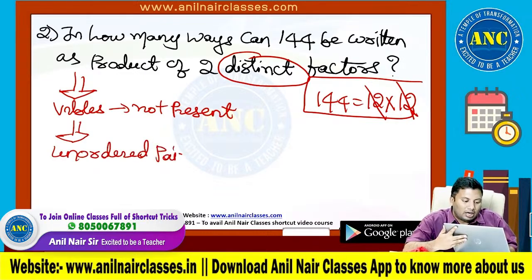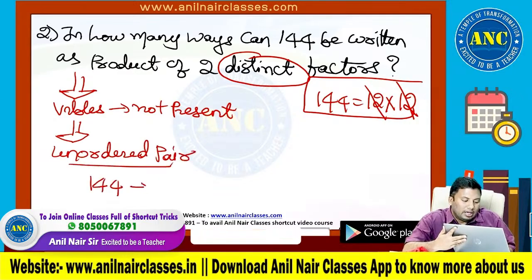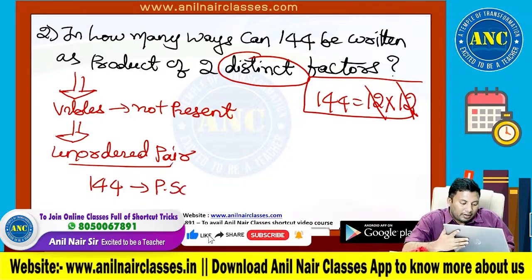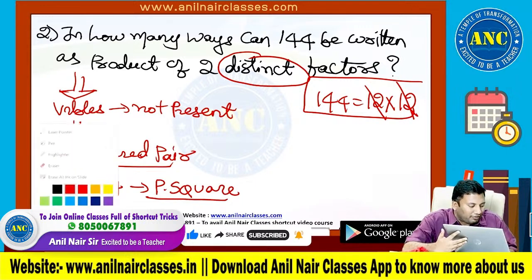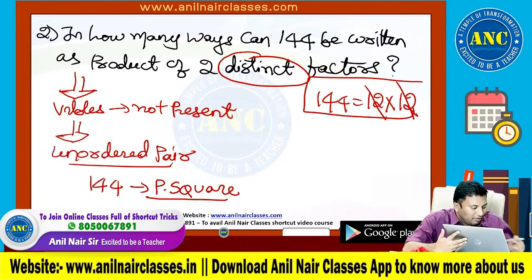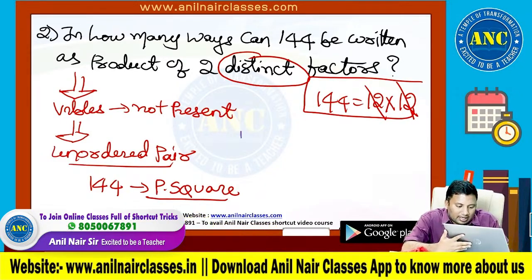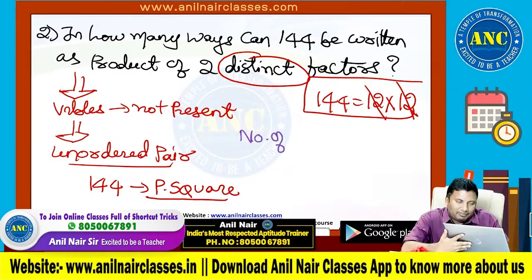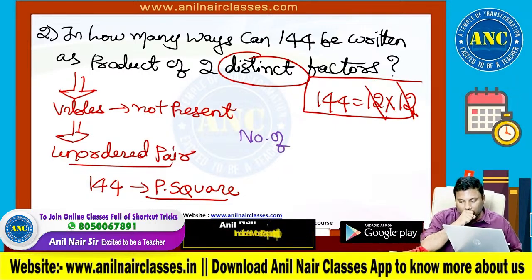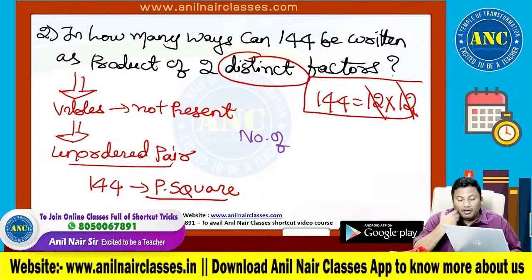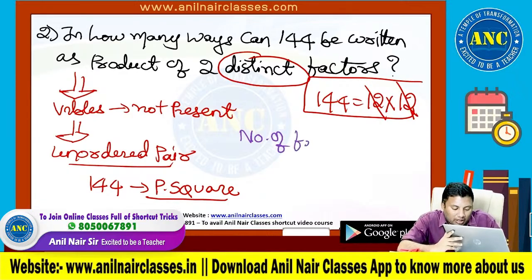In an unordered pair, and that too 144 is a perfect square. Hints are there in the question. 144 is a perfect square. Now the answer is number of... we are confused whether to take plus 1 by 2 or minus 1 by 2. Distinct means number of factors minus 1 by 2.